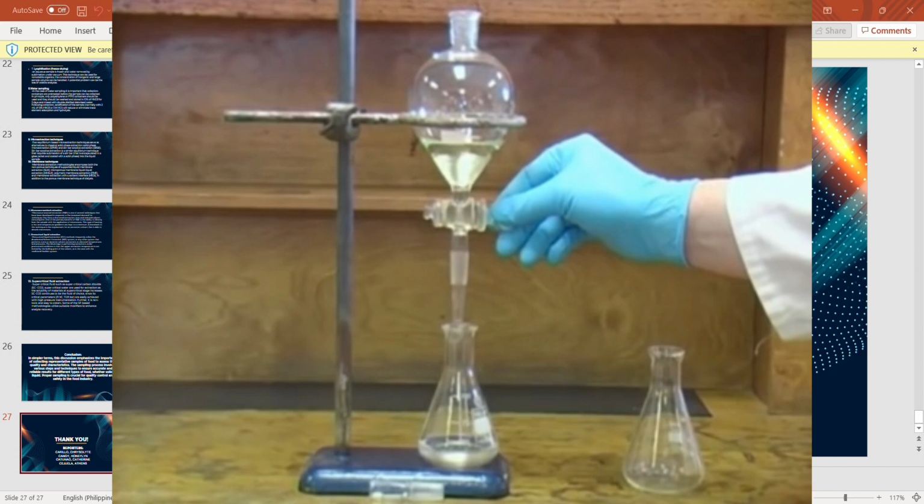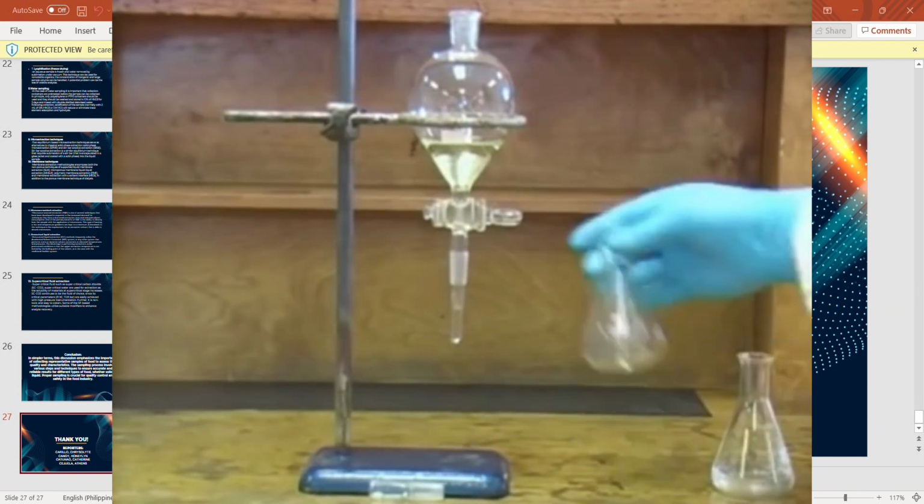You should watch patiently as the interface between the two layers moves towards the tap so you are able to stop the flow once all of the lower layer has been removed. Remember that in this case the lower layer was the aqueous layer. Now you can remove this flask and place a second clean conical flask under the separating funnel to collect the upper layer.